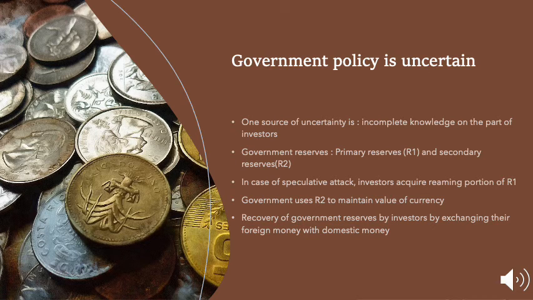And R2 is defined as consisting of assets paying some interest, but their principal feature is ready marketability. So the investors know that the government will use the primary reserve to defend the exchange rate. But the investors are not sure about R2. They may think the government may or may not use it.